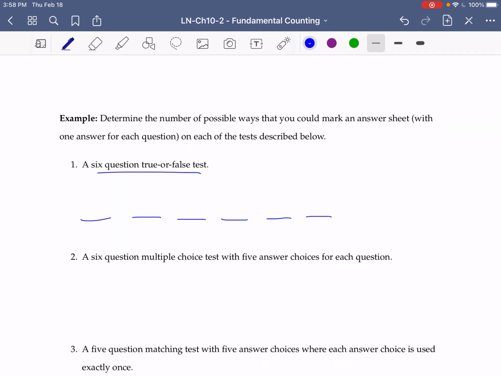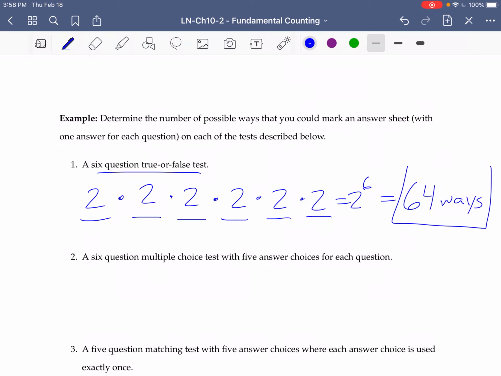How many options do we have for each task? Right? So for our first question, we have 2 options, either true or false. For the second question, 2 options. For the third question, 2 options. Fourth, 2 options. Fifth, 2 options. Sixth, 2 options. So we have 2 to the 6th different options. And if we multiply that through, we get 64 ways that we can mark down our answers.